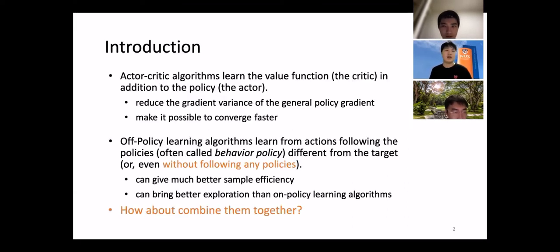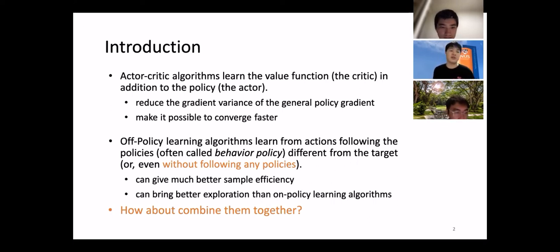So what is an actor-critic algorithm? The actor-critic algorithm is developed from the general policy gradient algorithms. It learns the value function, which is the critic, in addition to the policy, the actor. This reduces the gradient variance of the general policy gradient, and it can also make it possible to converge faster than the general versions.